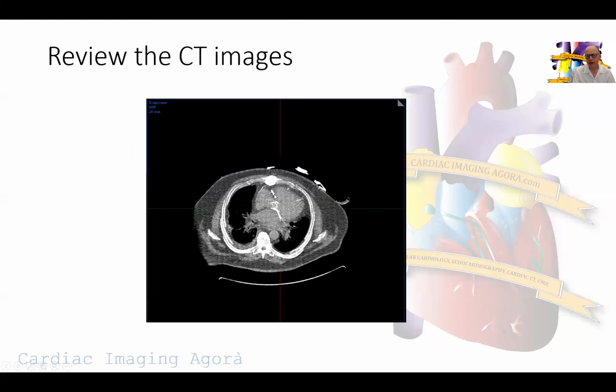And then we looked at the CT images. You can see a lot of calcium here. This is the aortic valve replacement, calcium in the right coronary artery, calcium in the distal LAD. Not a surprise in a patient who had a prior bypass.